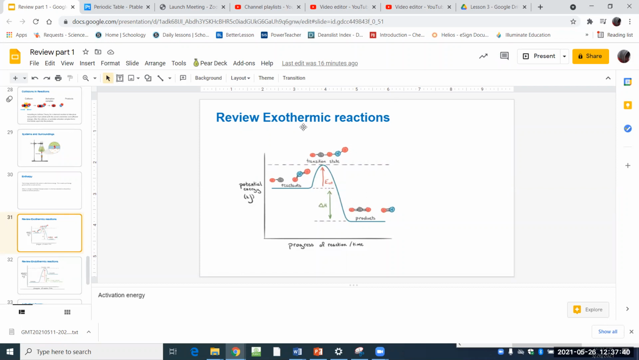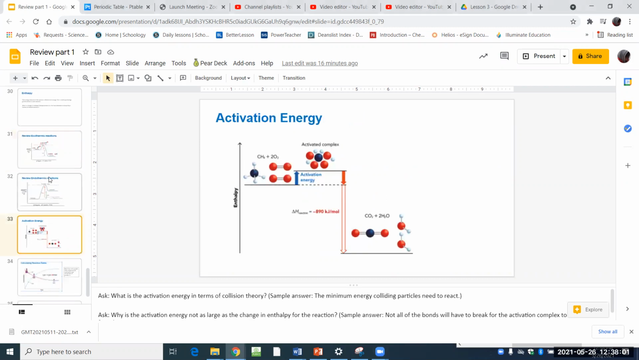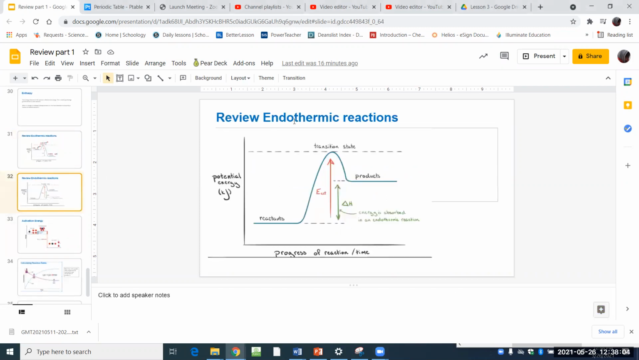So let me just write that down. This is how we abbreviate change in enthalpy. Okay, so this is change in enthalpy. And then let's look at the other case over here. And this is an endothermic reaction.